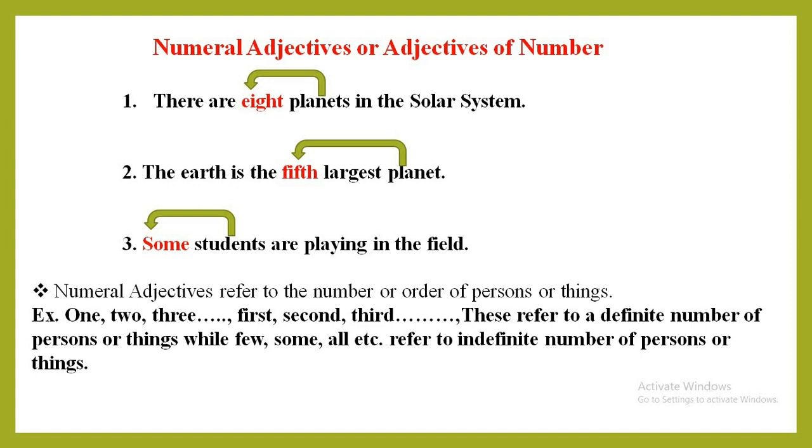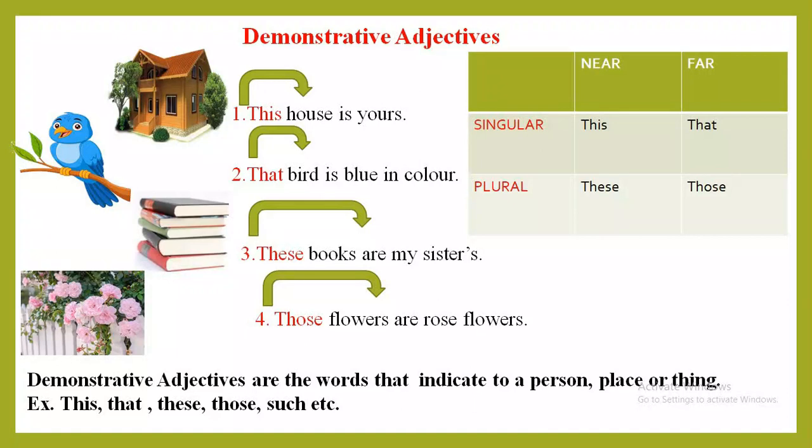Example: 1, 2, 3 and so on denote numbers. First, second, third, and so on denote order, while few, some, all, etc. denote indefinite number of persons or things. Demonstrative adjectives. Now look at these 4 examples and observe what you find here.